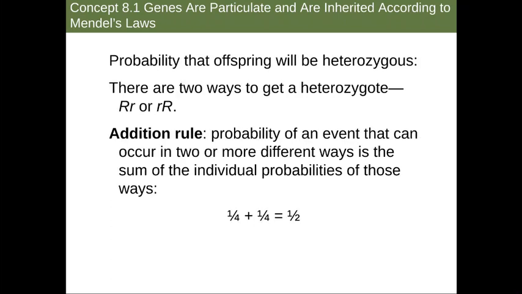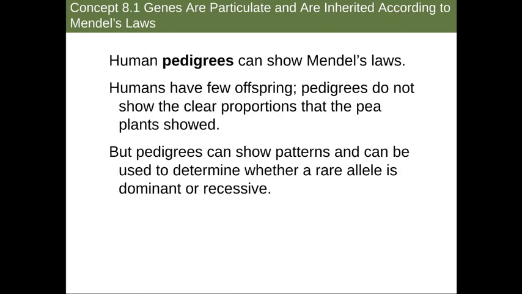So what is the probability that offspring will be heterozygous? Okay, so there are two ways to get a heterozygote: big R, little r, or little r, big R. Because of this, we use the addition rule that states that the probability of an event that can occur in two or more different ways is the sum of the individual probabilities of those ways. So instead of multiplying, we now have 1/4 plus 1/4, giving us 1/2. So when we look at this, it gives us this 1:2:1 ratio that's there.